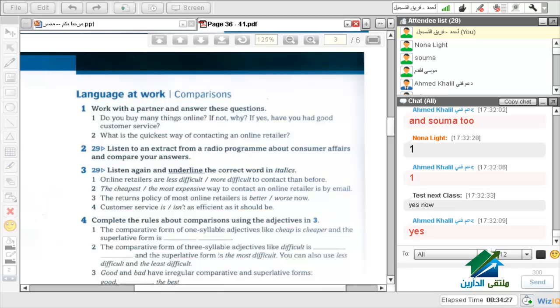For me, actually, I didn't buy anything online because here in Algeria we don't have this service. You don't have that service? No, actually, it might. And I think the best and quickest way of contacting an online retailer is to make an account on the website of the company that sells the things you want to buy.